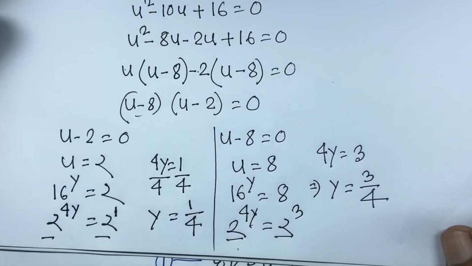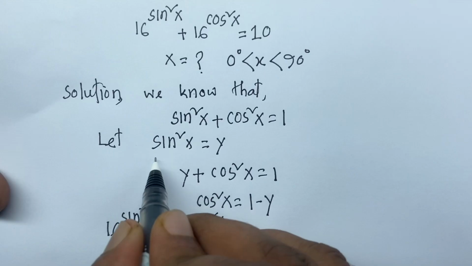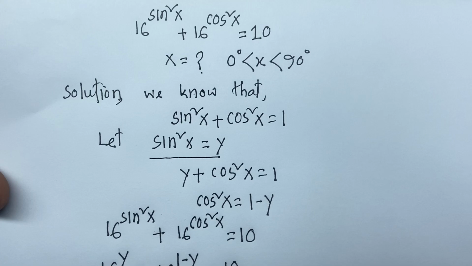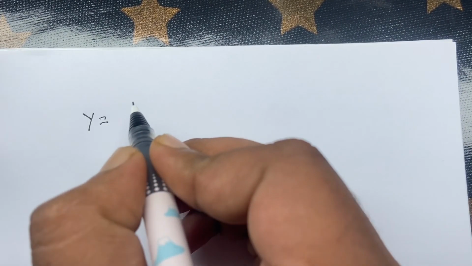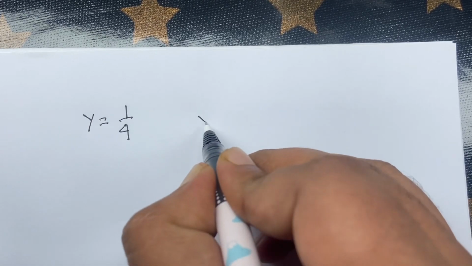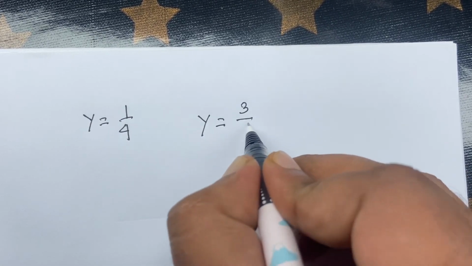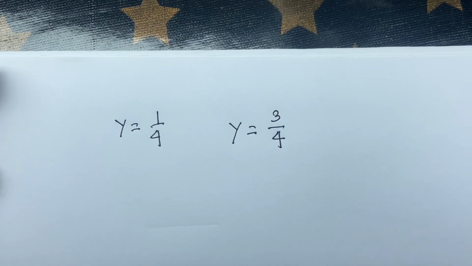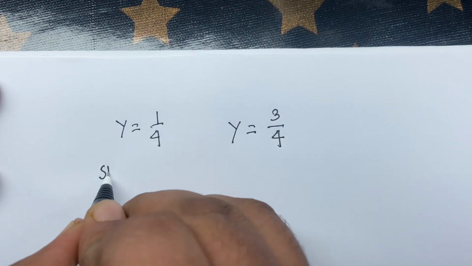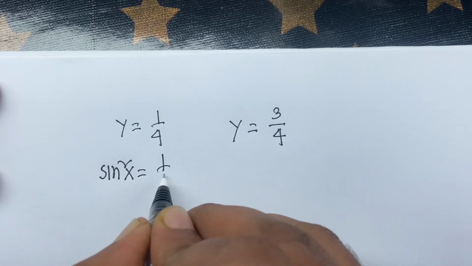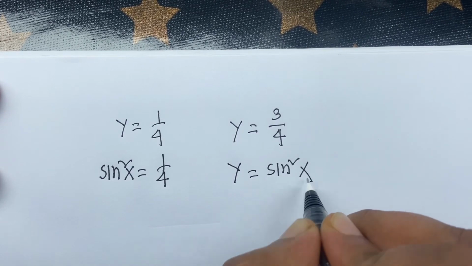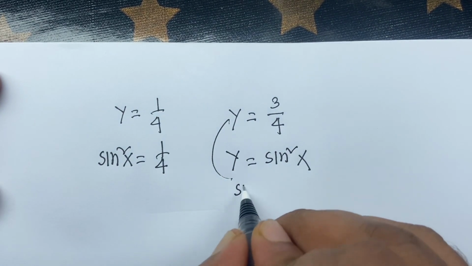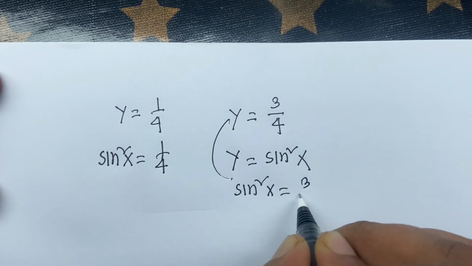So at this moment, remember that y is equal to sin square x, and we'll find out y is equal to 1 over 4, and again y is equal to 3 over 4. But we know that y is equal to sin square x, so I can say sin square x is equal to 1 over 4, and then I can easily say this equation becomes sin square x is equal to 3 over 4.